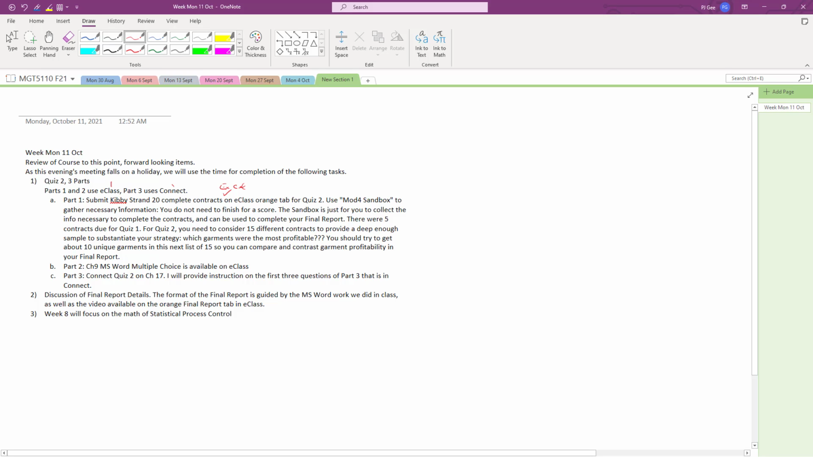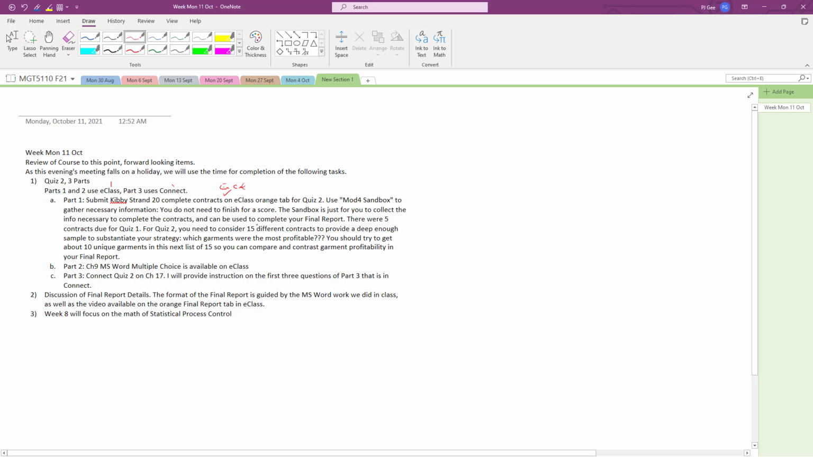By this point, if you've passed, and I think everybody has passed Mod 4, you developed an instinct as to which contracts were the most profitable. What you want to do with your Kibbe-Strand analysis is demonstrate or substantiate that for your final report. We'll talk a little bit about that in the next class, which would be the 18th of October next week.